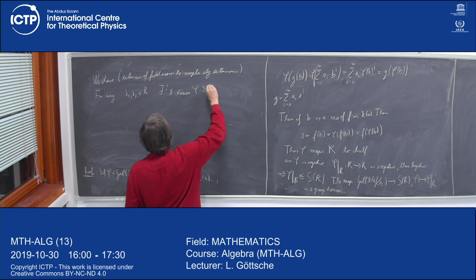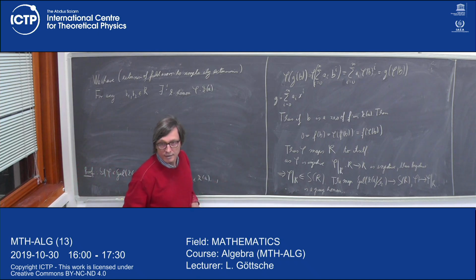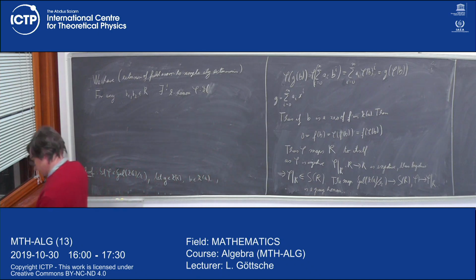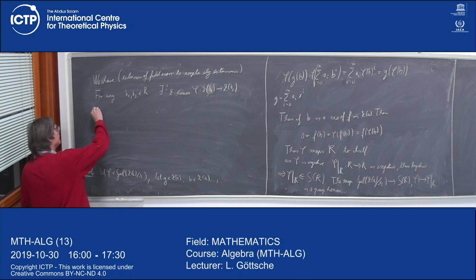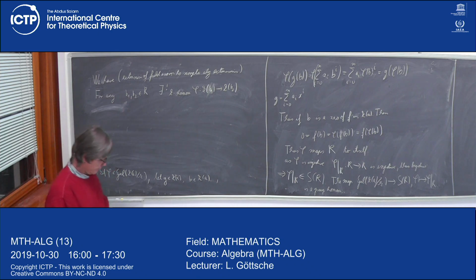phi from K(b1) to K(b2), so it's a K-homomorphism. Okay.